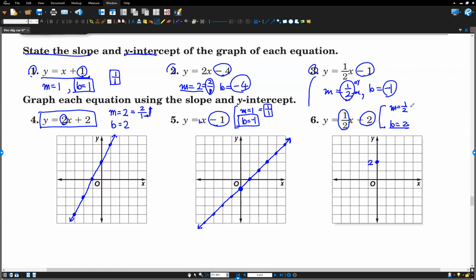Now slope is 1/2 means what? 1 over 2, change in x is what? Move to the right by 2 and move up by 1, right? That is the pattern to move to the next point. So that means 2 right, 1 up. 2 right, 1 up. To the left, 1 down. That's enough. Now let's make a graph. That's the graph of y equals 1/2x plus 2.